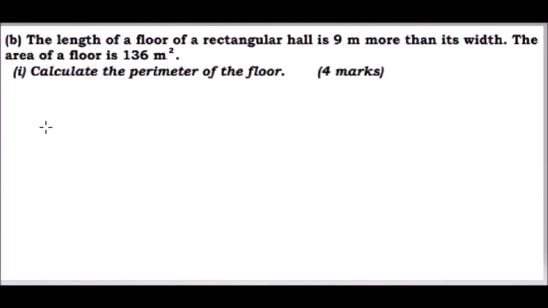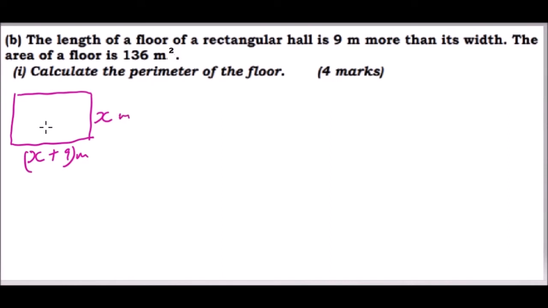Part B, we are told the length of the floor of a rectangular hall is 9 meters more than its width. The area of the floor is 136 meters squared. Calculate the perimeter of the hall. So you can make a sketch to guide you on how to go about it. So that is a rectangular floor, and we are told that the length is 9 meters more. So if we say the width is x, then it means the length is x plus 9 meters.